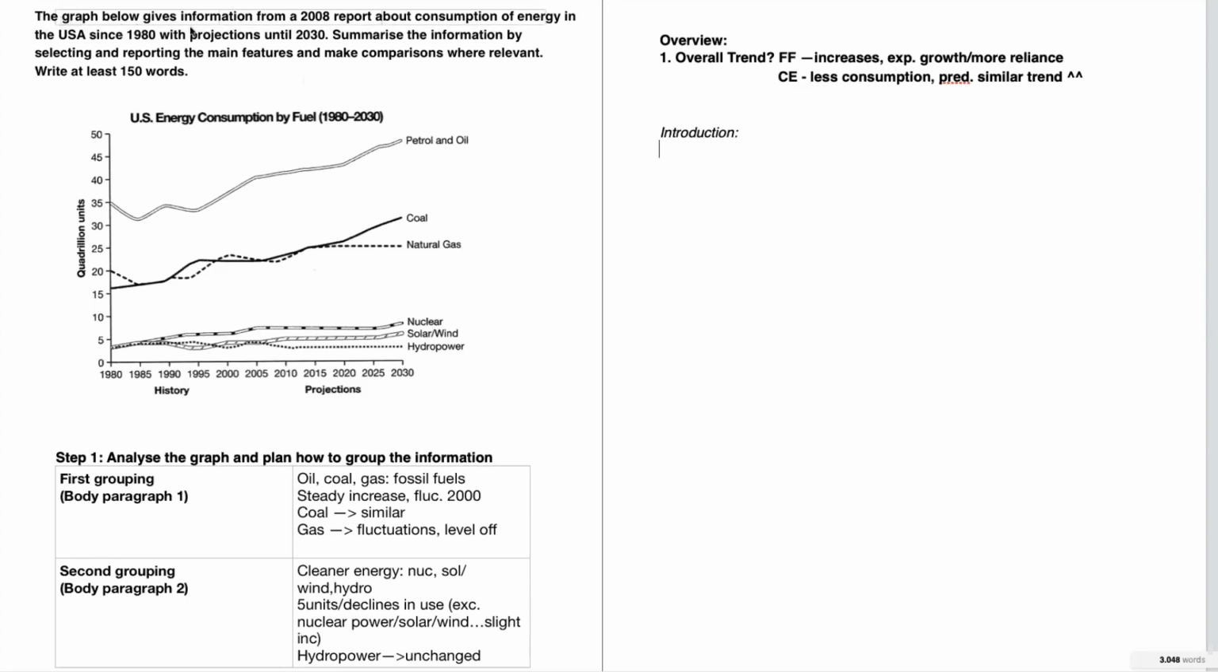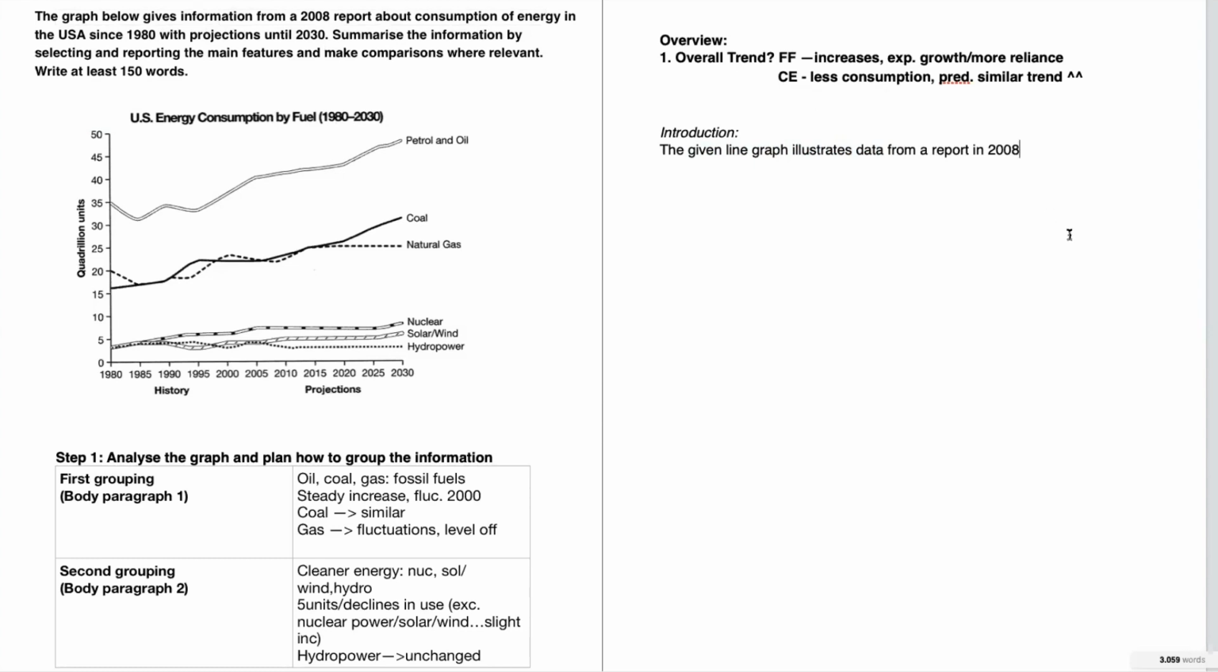So it says here, the graph below gives information from a 2008 report. So I'm going to say the given line graph illustrates data from a report in 2008. Okay, so you see how instead of saying the graph below, I've said the given line graph. Instead of saying gives information, I've said illustrates data. And from a 2008 report, I've said a report in 2008. Let's continue: about consumption of energy in the USA since 1980 with projections until 2030.